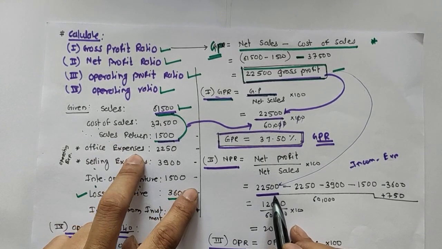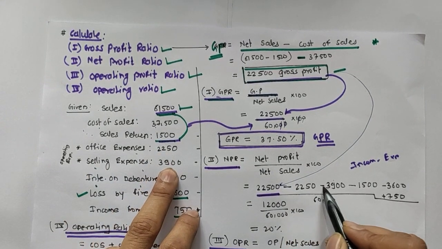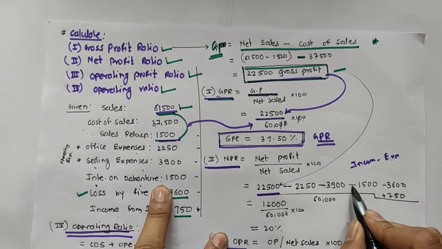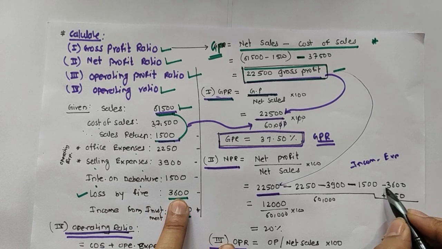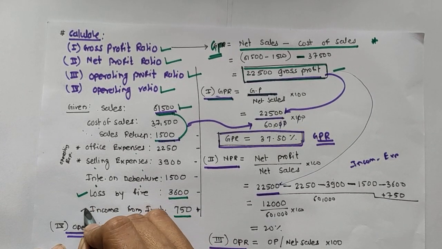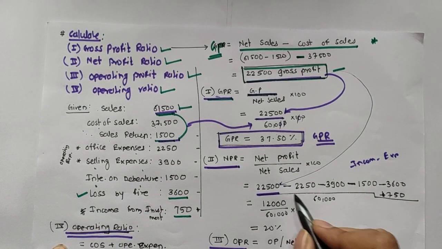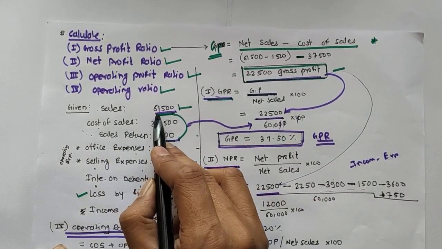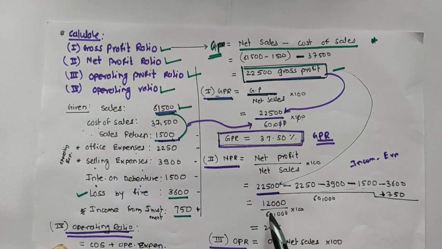Then office expenses are expenses, so subtract it. Selling expenses are expenses, so subtract it. Interest on debenture, debt, is an expense, so subtract it. Loss by fire is also an expense, so subtract it. Income from investment should be added because it is income, so add it. And divide it by what? Net sale. What is the net sale? Sale is 61,500 minus return sale is 1,500, so net sale is 60,000.